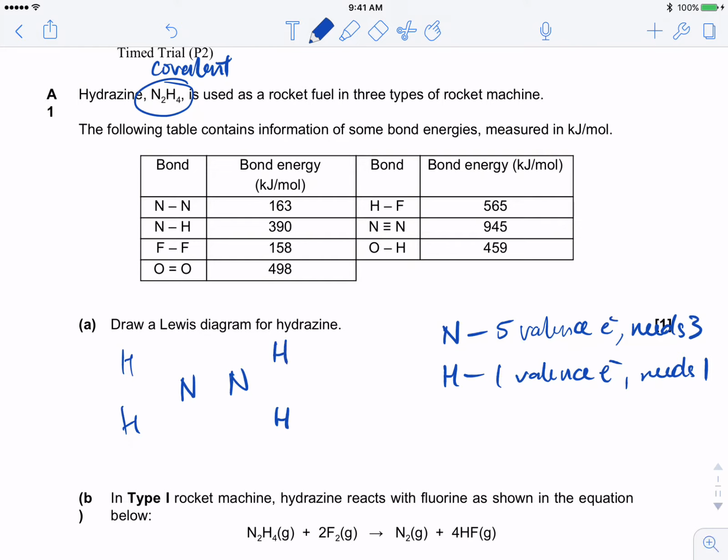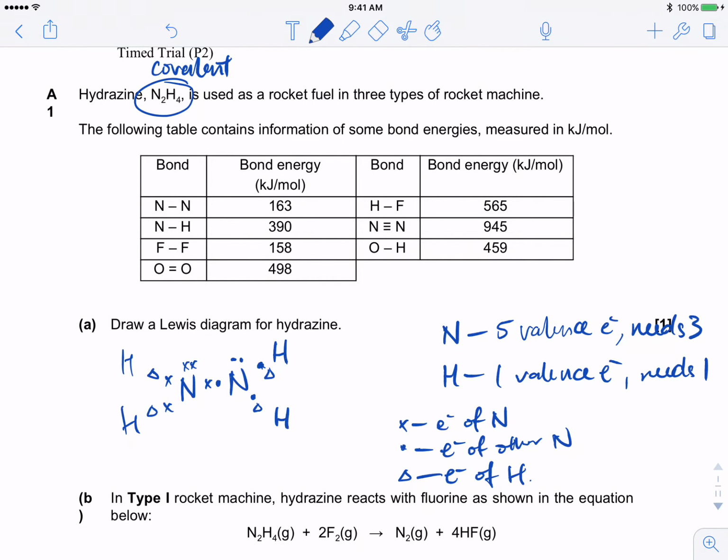So let me just draw in the electrons. Let me just write a key. The cross is the electron of 1 nitrogen. The dot is the electron of the other nitrogen. And the triangle is the electron of hydrogen.